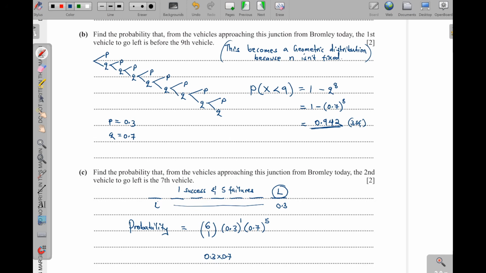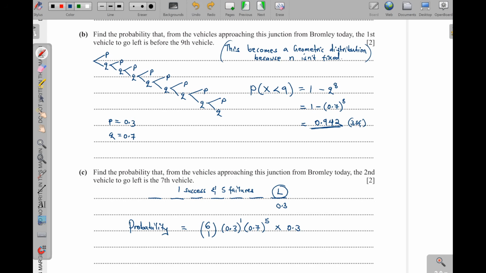So this is 1, 2, 3, 4, 5, 6, 7. And these ones, there are 5 of them. So that's why we are putting power 5. Then you also consider when the left one is here, when it is also here. So it is going to appear 6 times. That is 6 combination 1. So that's why we treat it as a binomial for that case. Then after that, we shall multiply by this 0.3 here as the last one.